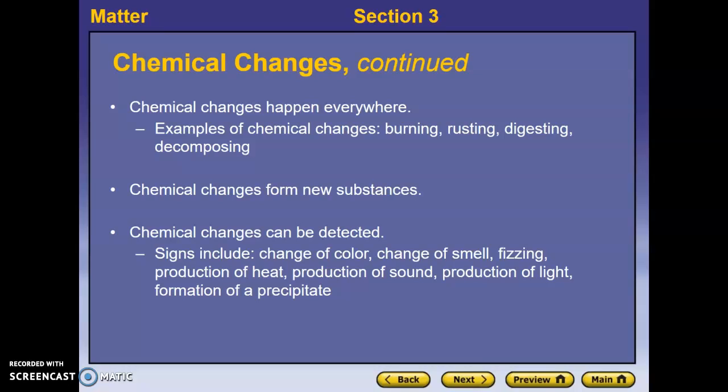The last example of a sign that we might see that a chemical change is happening is the formation of a precipitate. That sounds like a really fancy word. We're not talking about precipitation like the rain coming down in the sky. Instead, this is when you mix together liquids and a solid actually forms. That's something I'll have to show you, I guess. It's hard to describe.